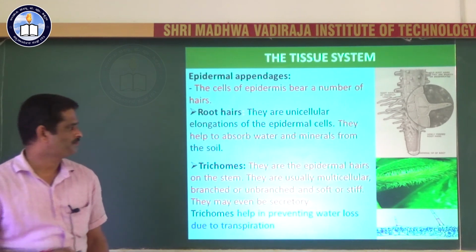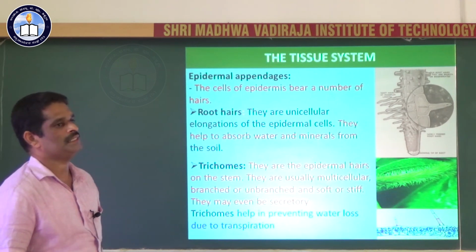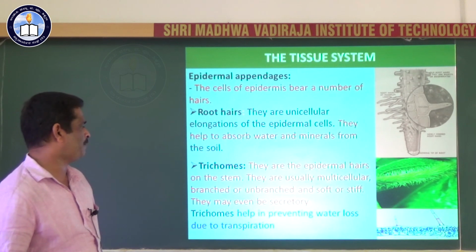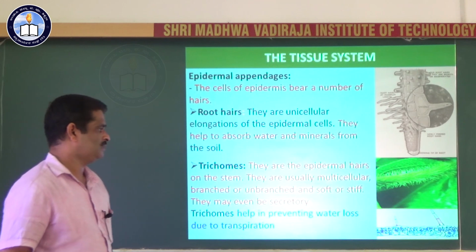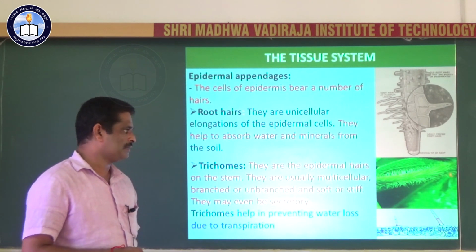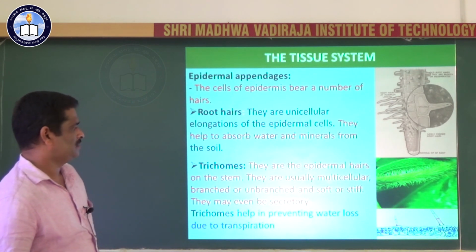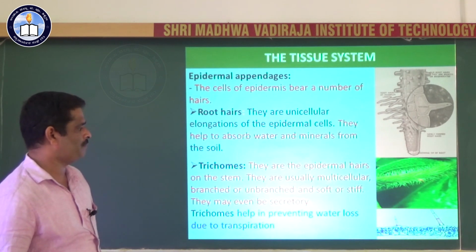The trichomes. These are the epidermal hairs on the stem. What are trichomes? Trichomes are the epidermal hairs present on the stem. Usually they are multicellular. They may be branched or unbranched, soft or stiff. Mostly they are multicellular. See here, it is a multicellular structure on the epidermis of the stem.